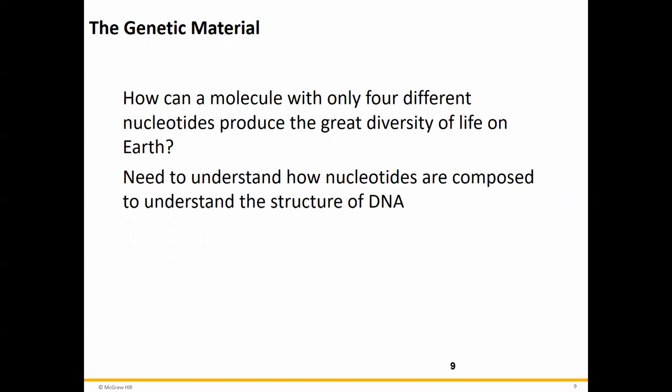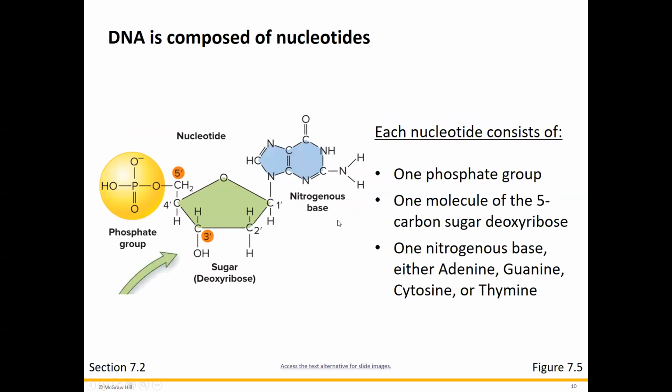But once the scientists heard this, they were like, how is this possible? There's only 4 different nucleotides on the planet. How can they create all this diversity that we see all around us? So in order to understand that, we have to be sure we understand the structure of DNA. And then once you realize how it works, it really makes it easy to understand how it is responsible for all this diversity.